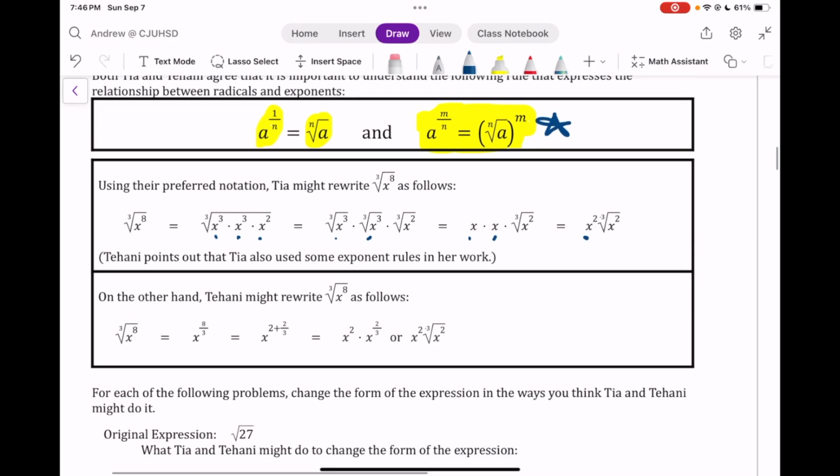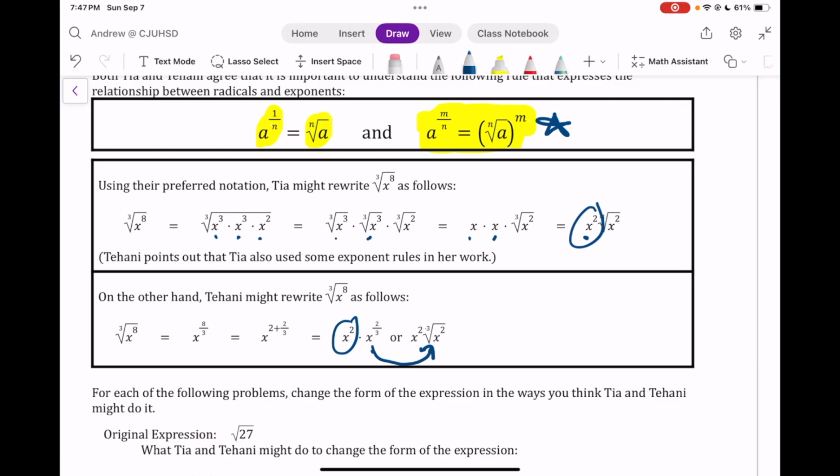On the other hand, Tehani might rewrite the cube root of x to the 8th as follows. He says, I'm going to turn that into x to the 8 over 3. And I'm going to think of that as like a mixed number, 2 and 2/3 with a literal plus sign between them. And there's our x to the 2nd that we had before over here. And then you have x to the 2/3 can be translated back to its root form if necessary.